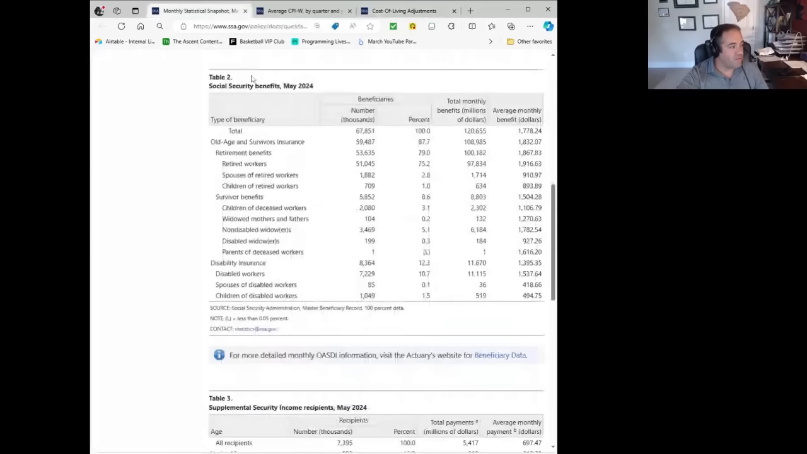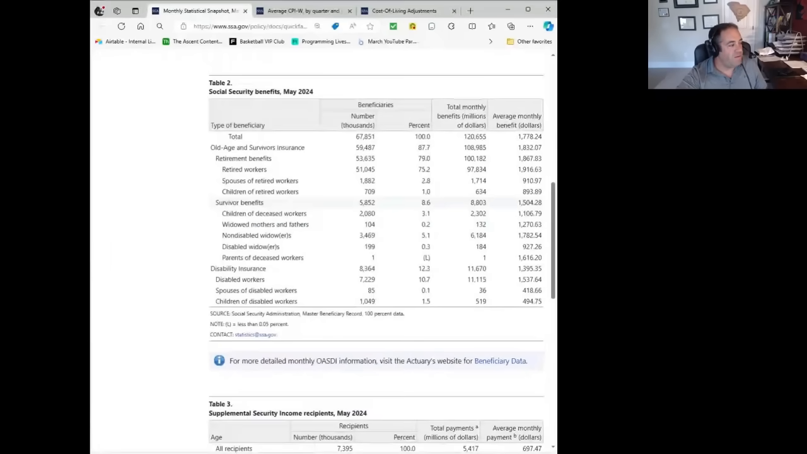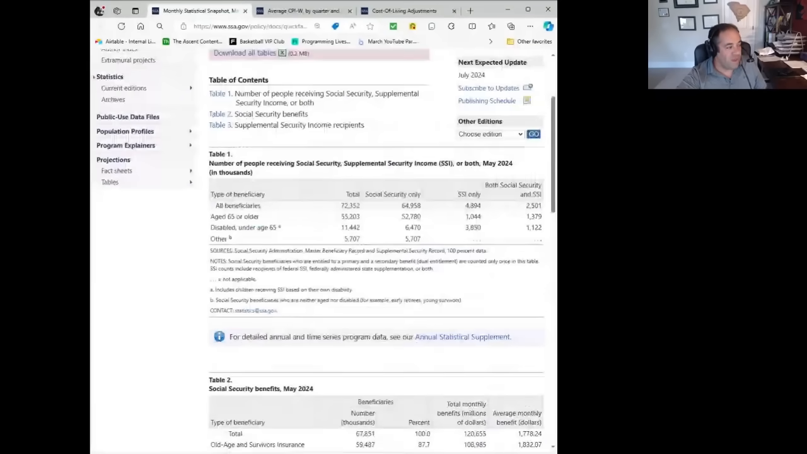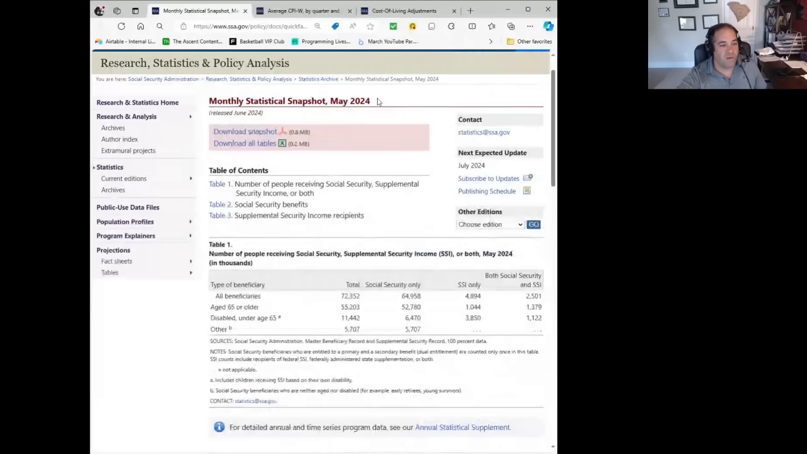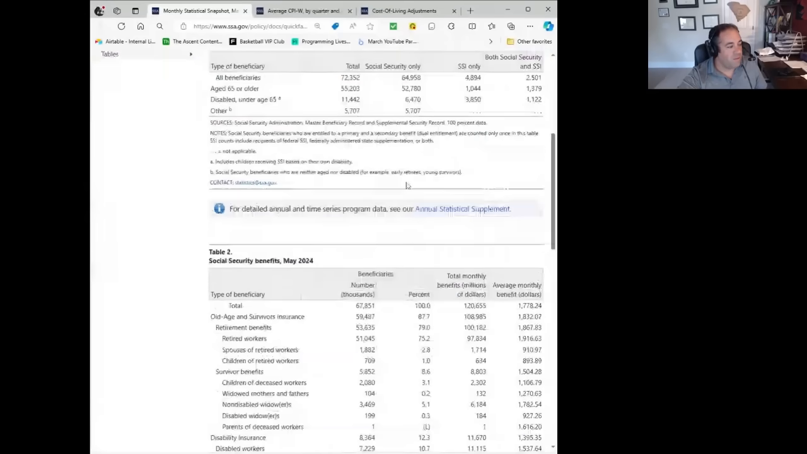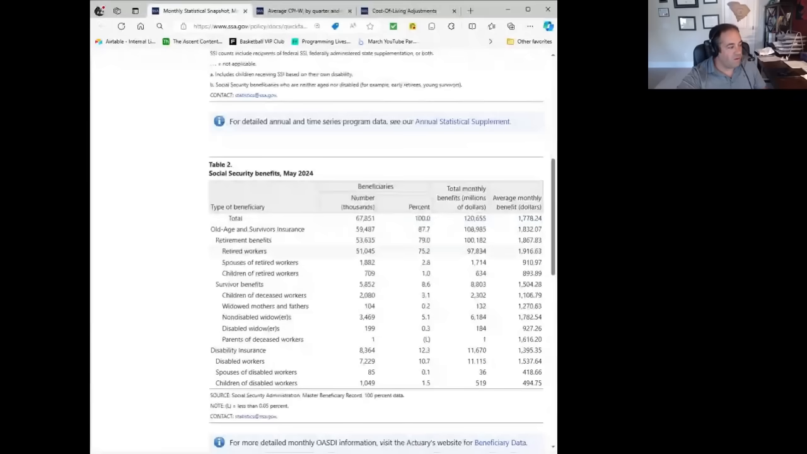Now, what this means to the average worker, and then we'll wrap it up. This is the latest Social Security statistical snapshot, which the latest one is, you can see right here, May 2024. This tells you the averages of everything. So if we look right here, the row that says retired workers: the average retired worker gets a monthly Social Security benefit of $1,916.63 as of May 2024. And if the cost of living adjustment is as expected, it would mean about an extra $49 of monthly Social Security income for the average retiree.